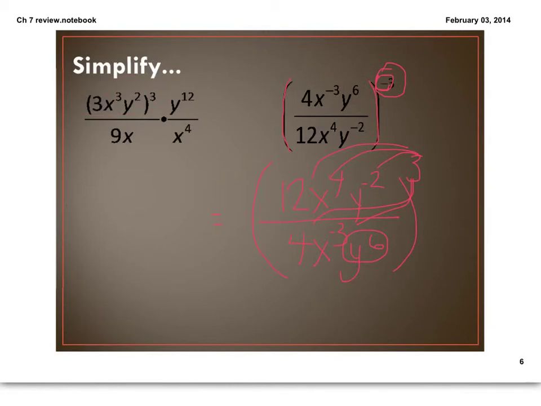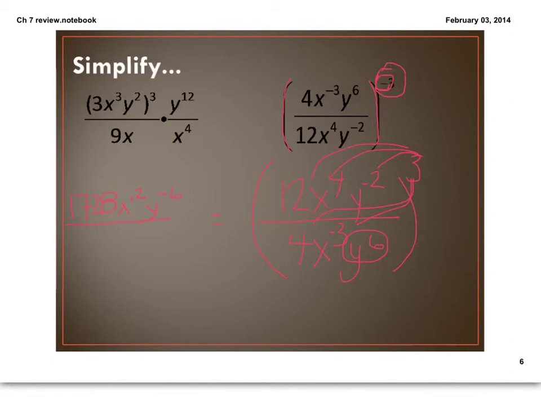So we're going to do 12 to the 3rd power. 12 to the 3rd power is going to be 1,728. And then x to the 4th to the 3rd power would be x to the 12th. And then y to the negative second to the third would be y to the negative sixth.